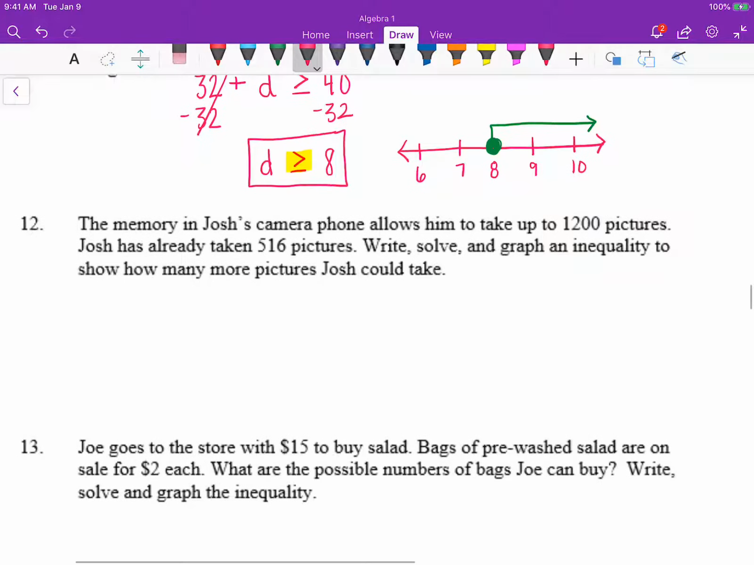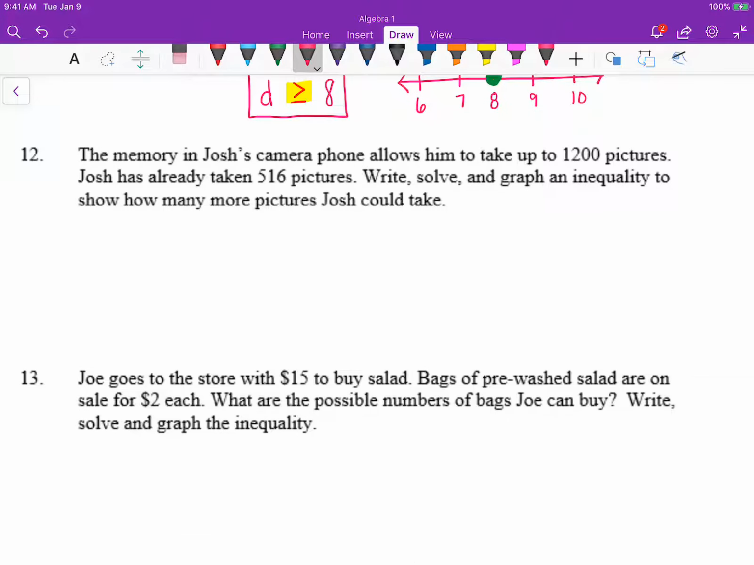All right, number 12 says the memory in Josh's camera phone allows him to take up to 1,200 pictures. Okay, up to 1,200 pictures means that 1,200 is the max that the camera can hold. If that's the maximum, then we have to stay under that. So we need less than or equal to 1,200 pictures on the camera. Otherwise, it's too full. Josh has already taken 516 pictures.